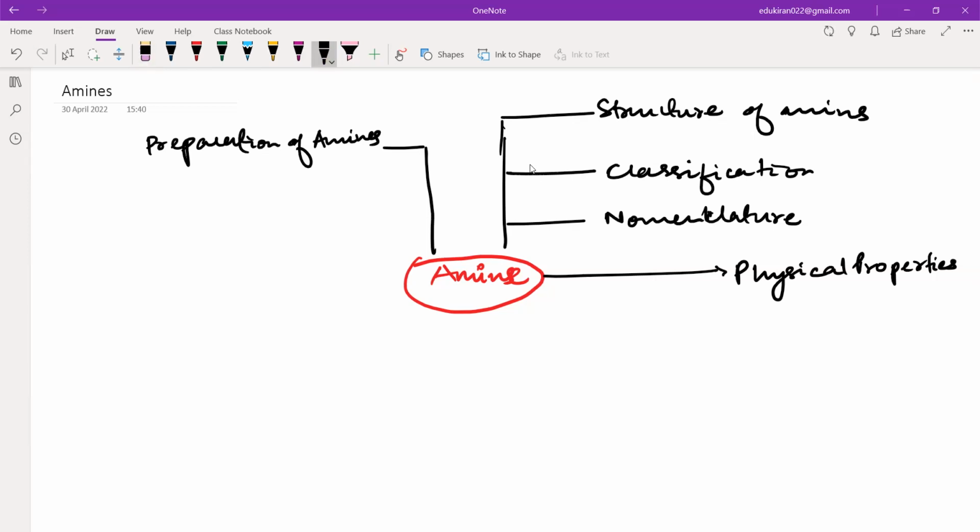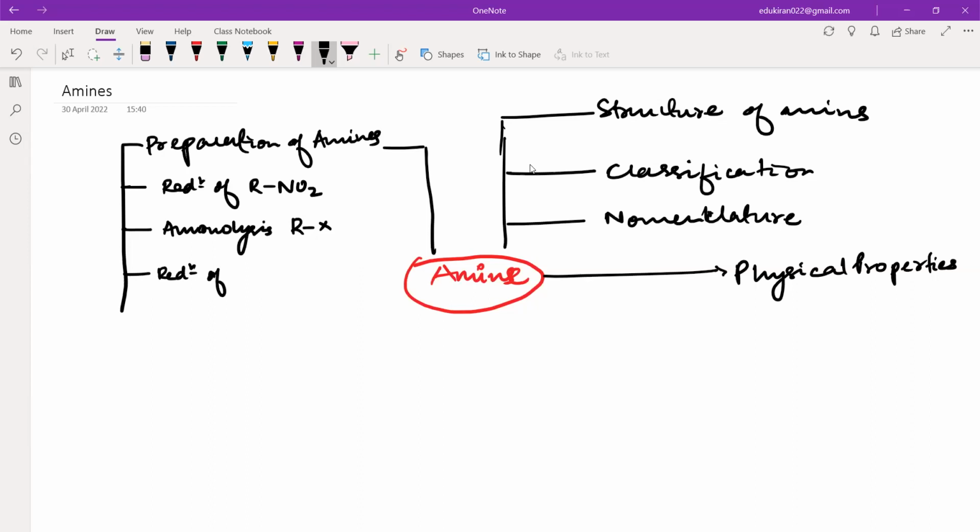Now, in preparation of amines, you have various reactions. You can do preparation of amines with reduction of RNO2 nitro compounds. Then you can do ammonolysis of alkyl halide, alkyl halide is RX. Then what else can you do? You can also do reduction of nitriles. Furthermore, you can do reduction of amides.